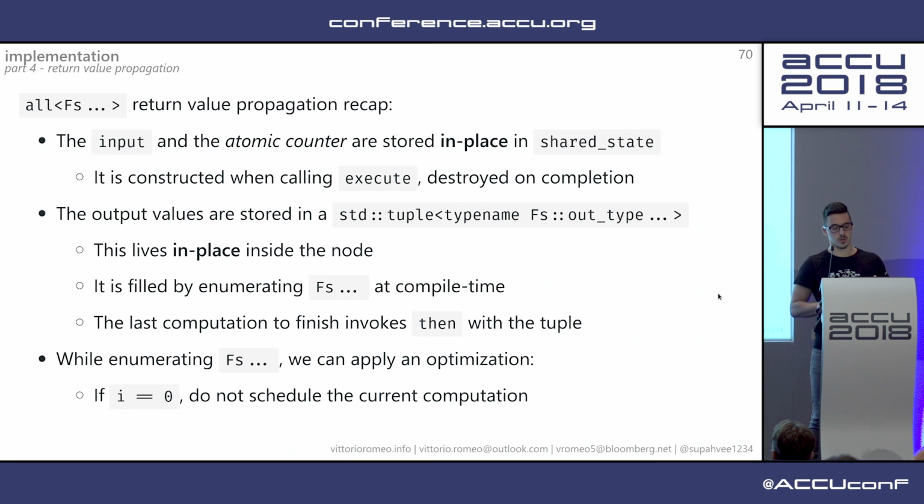And we fill it by enumerating fs at compile time, having an index and a type, and just filling the tuple in. And the last computation to finish will invoke the then continuation of the all node by moving the tuple into it. Also, what I do in my real library is apply an optimization. When we are enumerating fs, we can avoid scheduling one of the computations and just run it on the current thread instead of doing nothing on the current thread. So that avoids us wasting one thread, or whatever your executor is providing. And the way you can do that is by simply having if constexpr I equals 0, then invoke it without going through the scheduler.